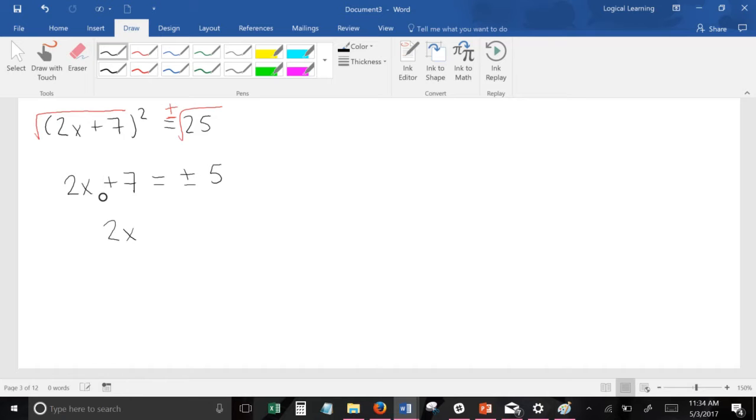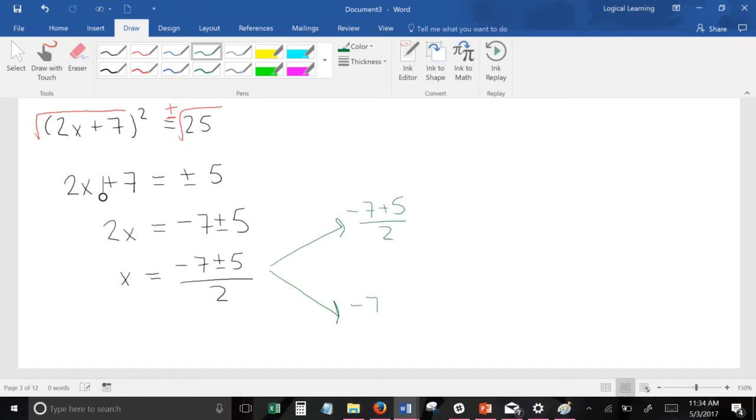Subtracting 7 from both sides, we get 2x is equal to negative 7 plus or minus 5, and dividing by 2, we get x is equal to (negative 7 plus or minus 5) over 2, which gives us our two answers: (negative 7 plus 5) over 2 and (negative 7 minus 5) over 2. Negative 7 plus 5 is negative 2 over 2, which gives us negative 1. Negative 7 minus 5 is negative 12 over 2, which gives us negative 6. So our answers here are negative 1 and negative 6.